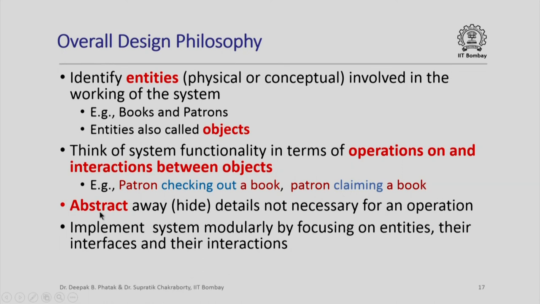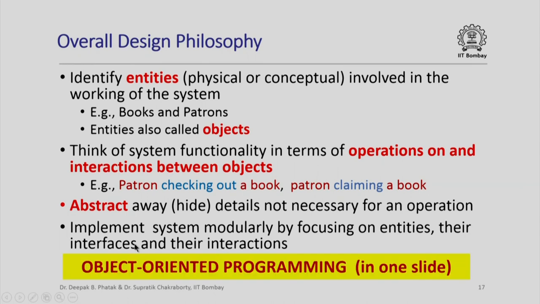And what we will see later in the course is that in this paradigm, we often try to abstract away or hide details that are not necessary for a particular operation. We will look at more examples of abstraction or hiding details later in the course. So in the object-centered design philosophy that we are talking about over here, we are going to implement a system modularly by focusing on these objects or entities. They are the first class citizens in this design paradigm, and we are also going to understand how they interact with each other, and we are going to build interfaces for these entities that enable these interactions. And this, in one slide, is what object-oriented programming is about.